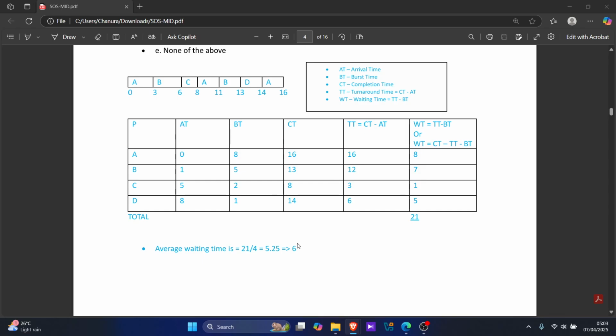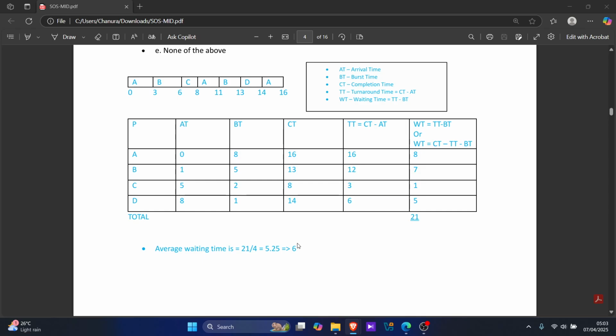C done. Waiting time C 6-5 equals 1. Time 8, C done. D arrives. Q is A, B, D. Run A 8 to 11. Remaining burst 5-3 equals 2. Time 11, A preempted. Q, B, D, A. Run B 11 to 13. B done. Waiting time B, 2 plus 5 equals 7. Time 13, B done. Run D 13 to 14. D done. Waiting time D 13-8 equals 5.